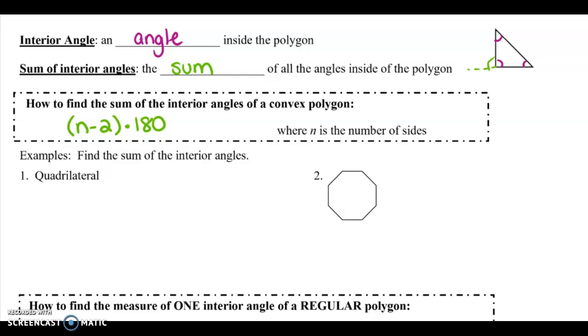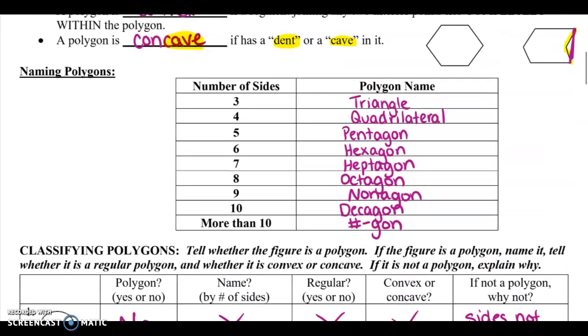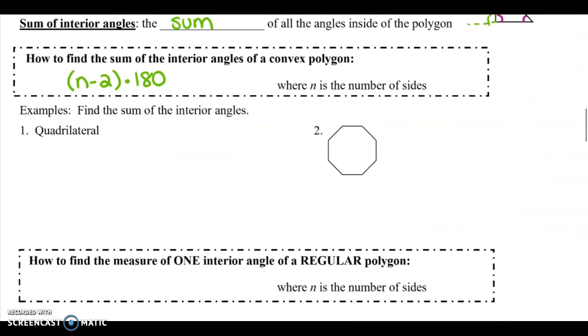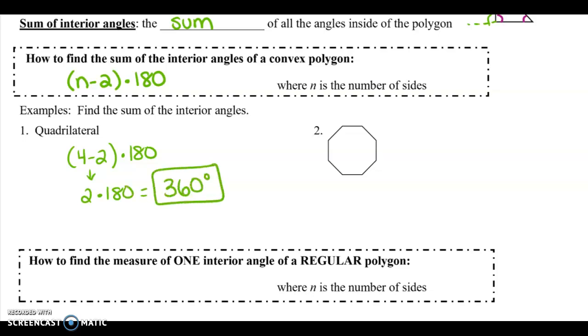My first one is a quadrilateral. You can go back up to the chart if you need to see how many sides are in a quadrilateral, but a quadrilateral is 4. So I would take my 4 sides, subtract 2, and then multiply by 180. PEMDAS says I have to do that first, so 2 times 180 is 360 degrees. So all the angles inside a quadrilateral, a 4-sided polygon, where n equals 4, add up to 360.